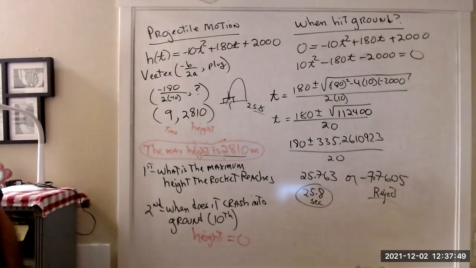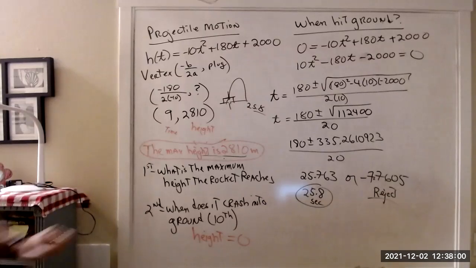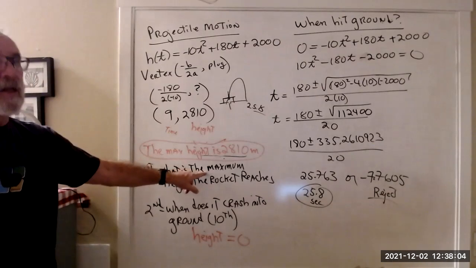Any questions about projectile motion? Same stuff we learned in chapter 9. We're just adding one little twist to it, and that is the maximum or minimum. And that's just simply another way of saying the vertex.